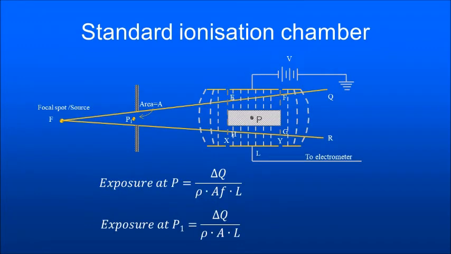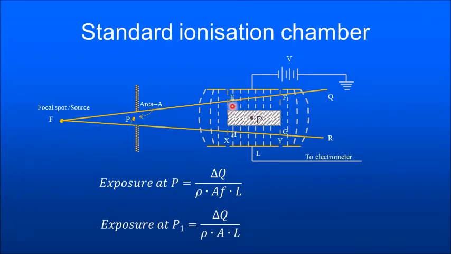Let us now look at the principle of an ionization chamber. I have the picture of a standard ionization chamber here, but my aim is not to talk to you about the standard ionization chamber, but rather use this to explain the basic principle of working of an ionization chamber. As you can see here, the ionization chamber consists of two electrodes. One of the electrodes is connected to the negative potential, the other one is connected to a positive potential, and that to an electrometer.